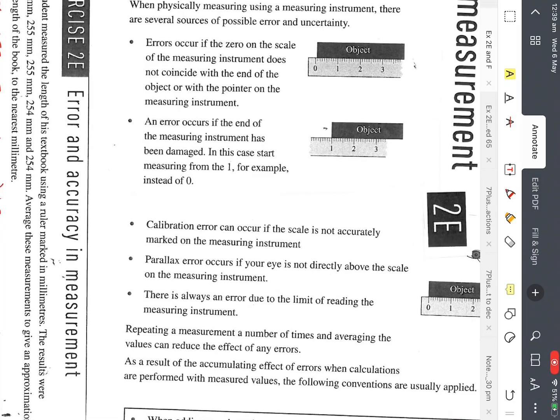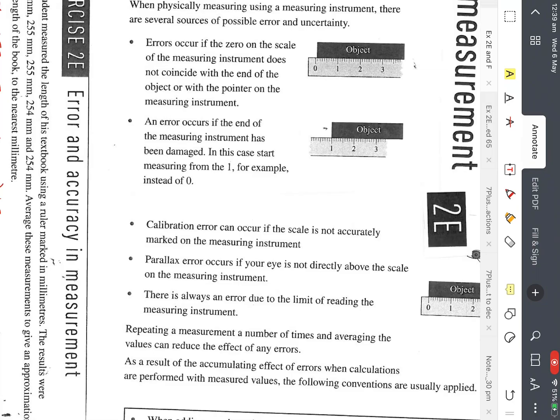Errors occur if the zero on the scale of the measuring instrument, so your ruler, does not coincide with the end of the object or with the pointer on the measuring instrument. So say you're measuring, you're talking to your buddy, you're not really watching what you're doing, and you don't actually line up the zero correctly with the end of the line or whatever it is you're measuring. So that's when you can get an error, okay? That's usually a human error because you're the one who hasn't measured it up and calibrated it or put it on the object properly.